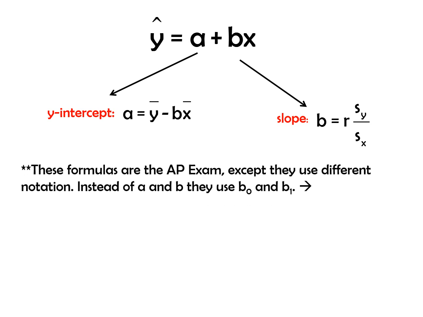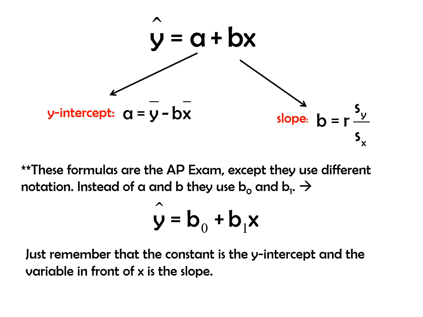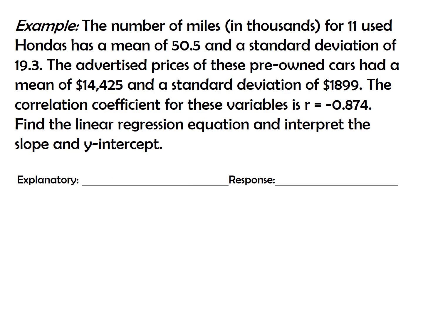These formulas are on the AP exam, except the difference is they use different notations. So instead of A and B, they use B0 and B1. So it looks like this on the formula sheet. What you have to remember is that the constant, which is the y-intercept, and the variable next to x is always going to be slope.